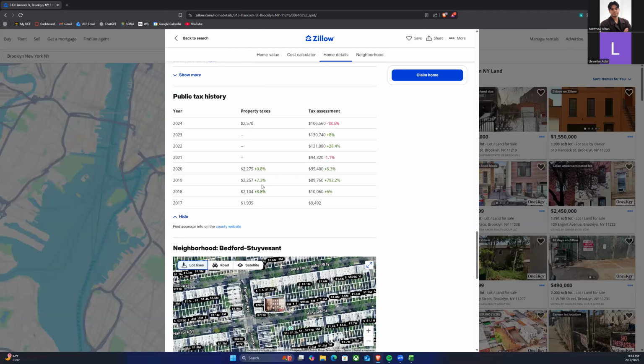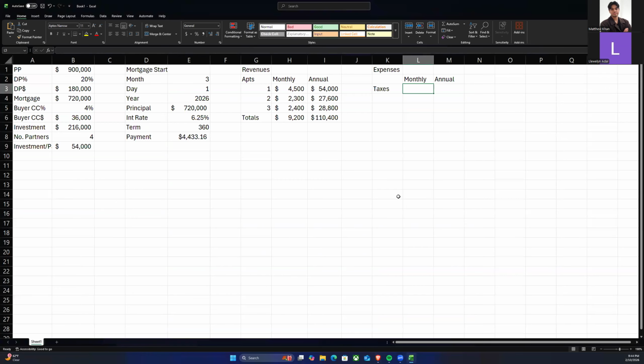See, so let's go back to the spreadsheet. The taxes, so it's annual, and it's 2,750. But let's just put it at 3,000, just to give us a little bit of an overestimate, right? And then we want to calculate the monthly afterwards. About $250 of it is monthly.